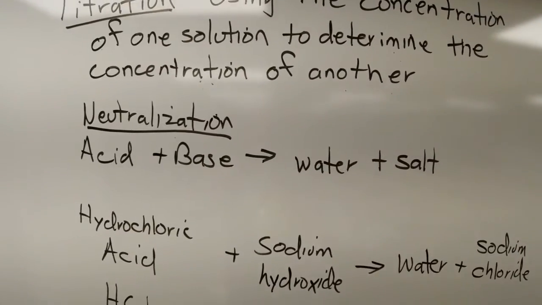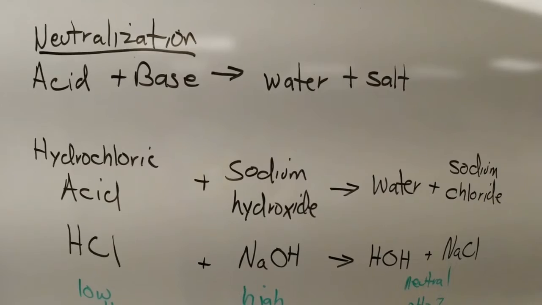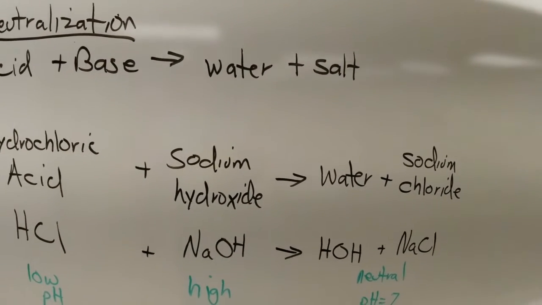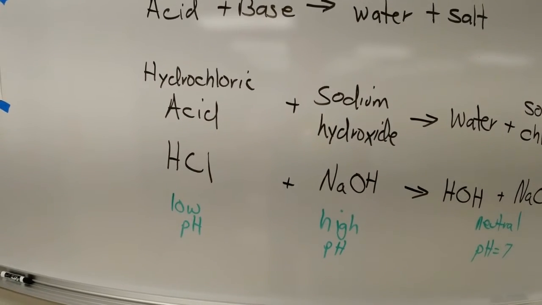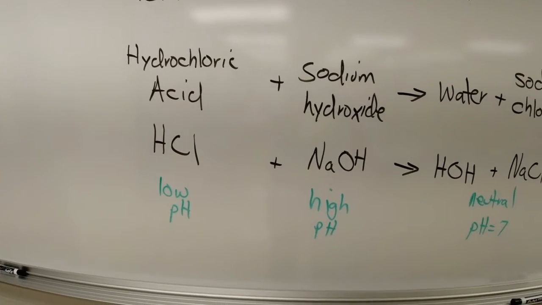Neutralization is when you take an acid and a base and you produce water and a salt. In this case, we're going to use hydrochloric acid and sodium hydroxide to make water and sodium chloride. Acids start with an H, bases end with OH. Acids have a very low pH, close to 0 or 1.